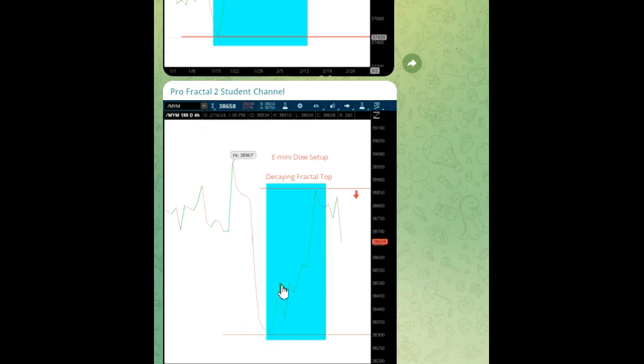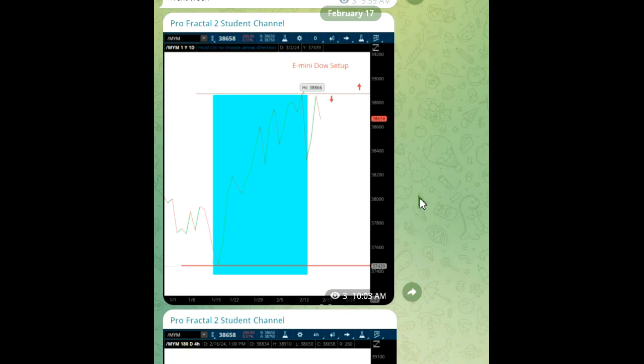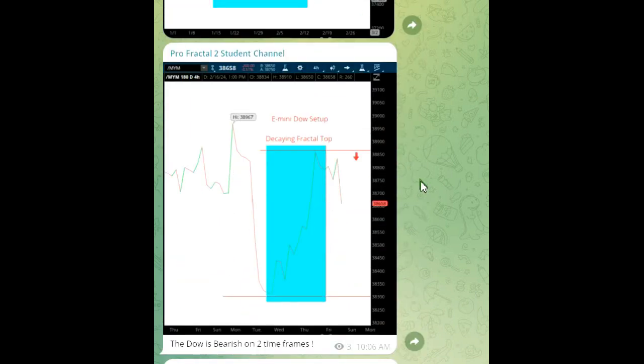We have a typical 7 up here. 1, 2, 3, 4, 5, 6, 7. Okay. Leg, leg, leg, leg. Then that big leg up, that's the top. All right. So the daily fractal is aligning with that 4-hour fractal. And I believe we're going to go down on the Dow. The big picture, still bears.